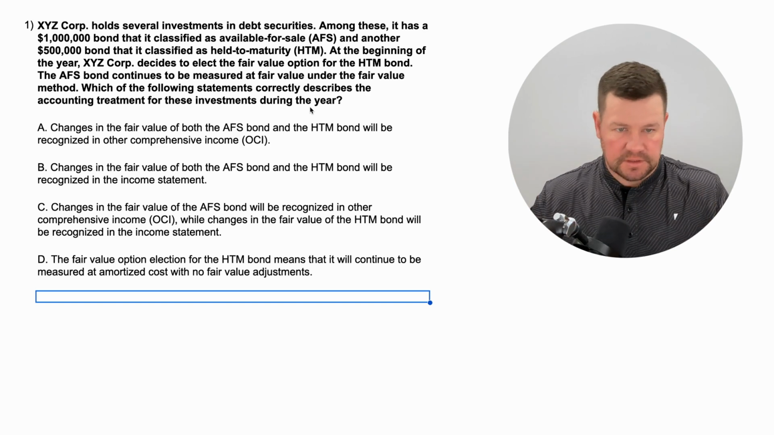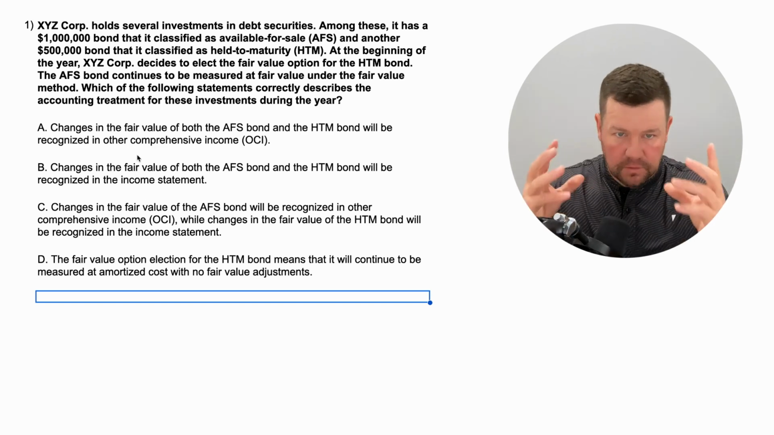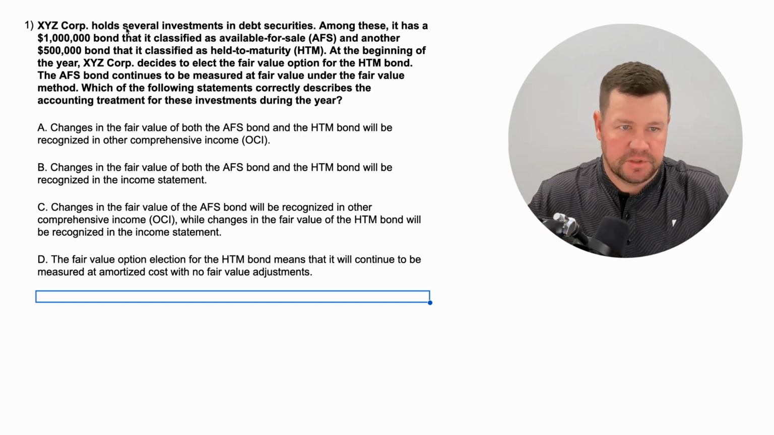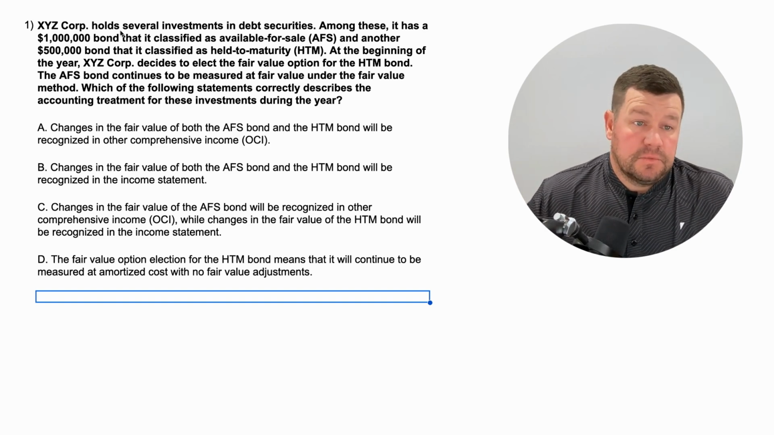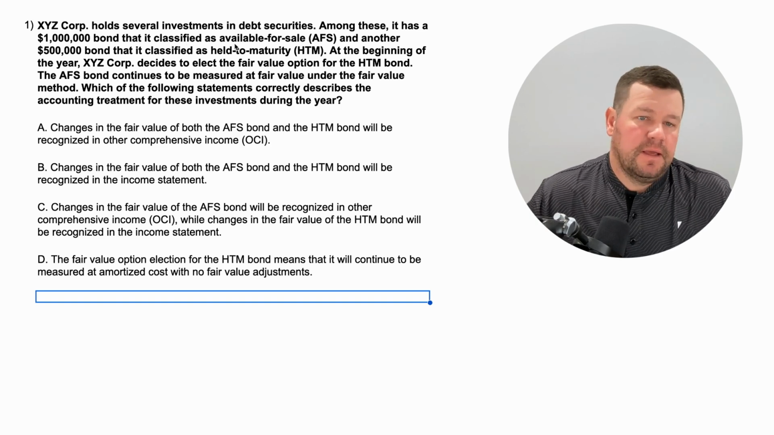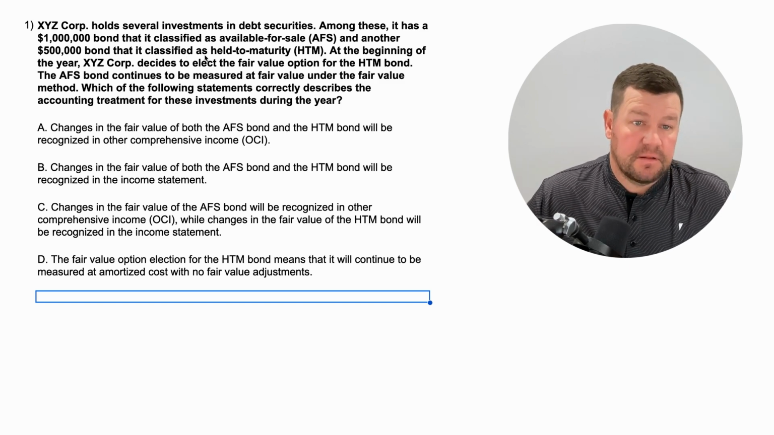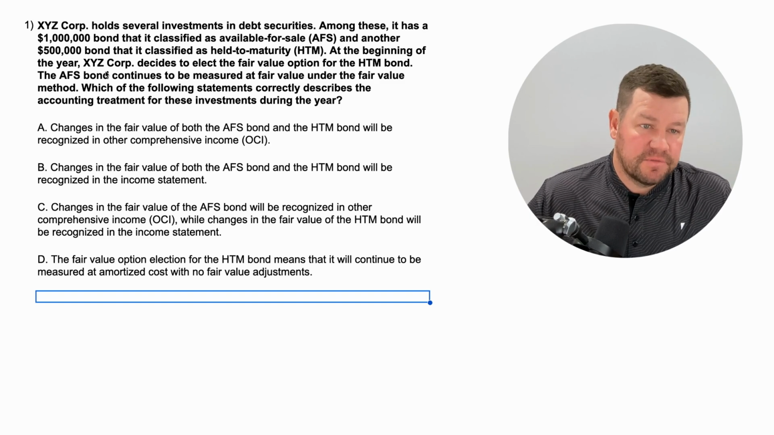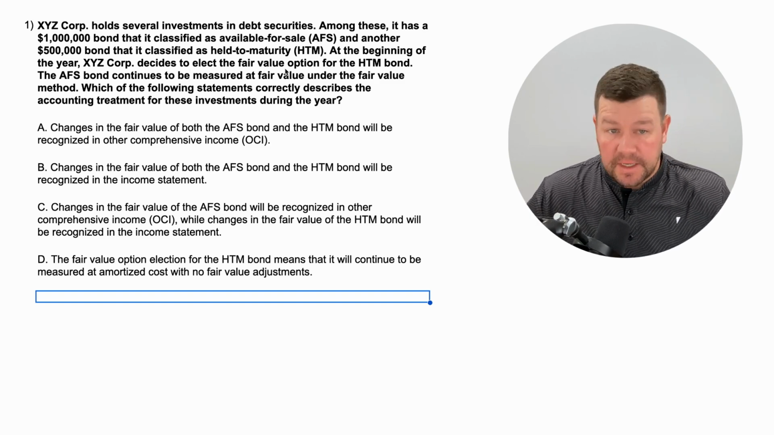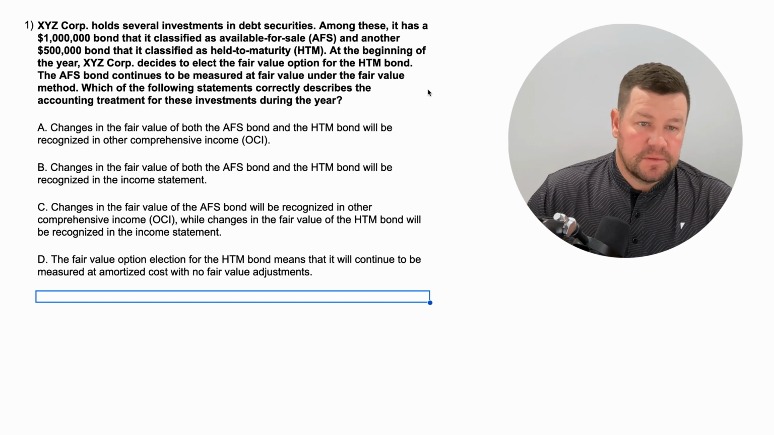Okay, so it's one of these things where one of these is describing it correctly, and you have to know, this is going to be mostly conceptual, it looks like. All right, so they hold several investments in debt securities. Among these, it has a $1 million bond that it classified as an AFS investment, and another $500,000 bond that it classified as held to maturity. At the beginning of the year, XYZ decides to elect the fair value option for the HTM bond. The AFS bond continues to be measured at fair value under the fair value method.